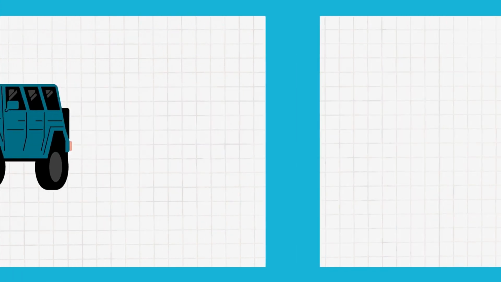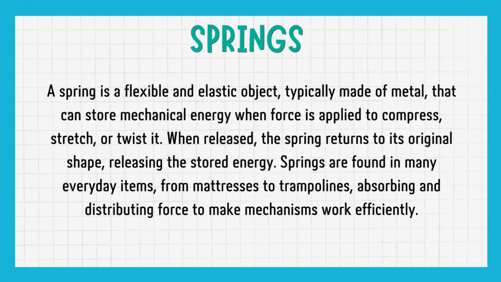A spring is a flexible and elastic object, typically made of metal, that can store mechanical energy when force is applied to compress, stretch, or twist it. When released, the spring returns to its original shape, releasing the stored energy. Springs are found in many everyday items, from mattresses to trampolines, absorbing and distributing force to make mechanisms work efficiently.